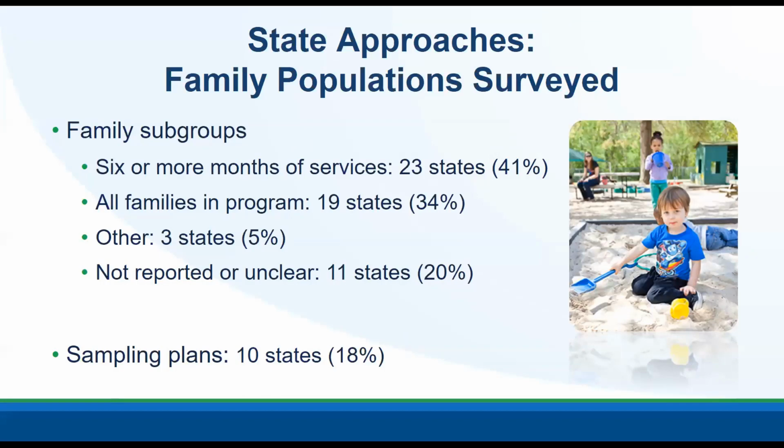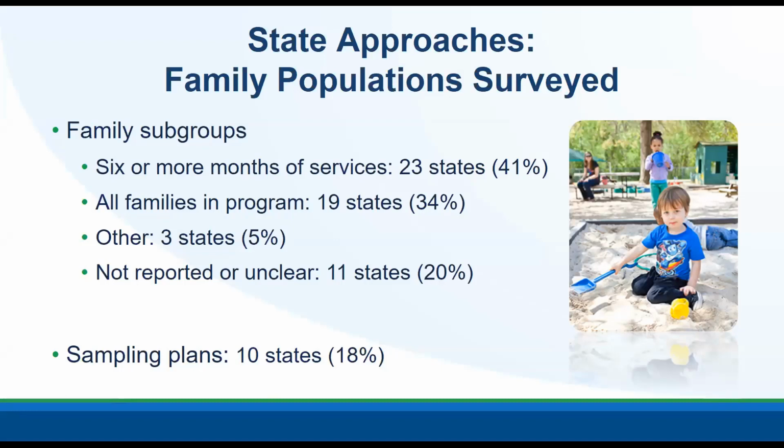We have another pretty good sized group of states that are surveying all families in the program, regardless of amount of time that they've been in the program. And then the remainder were either unclear, or we had a few unique approaches, or were unable to really code based on the APR. And then the sampling plan, this is a separate variable, but it's related.